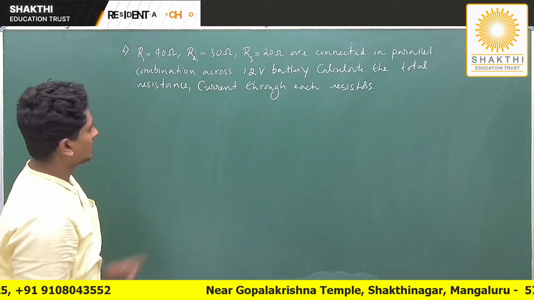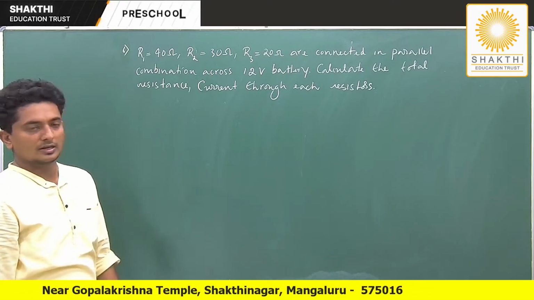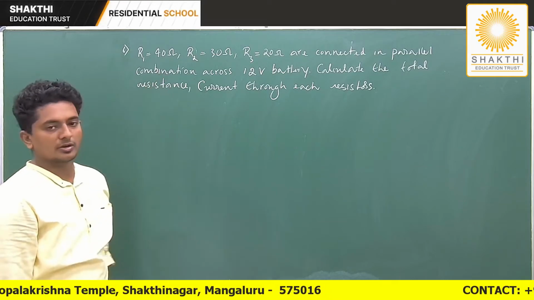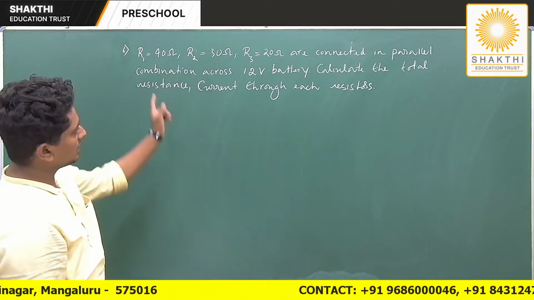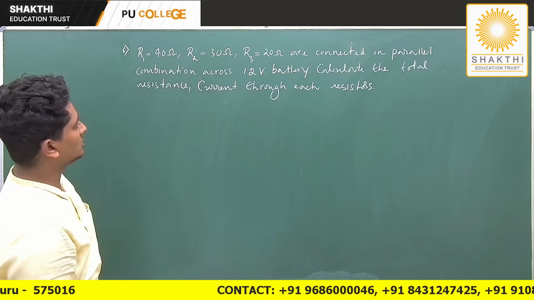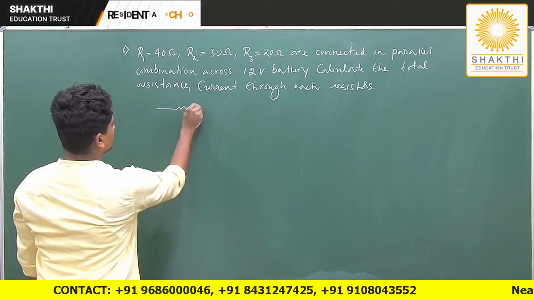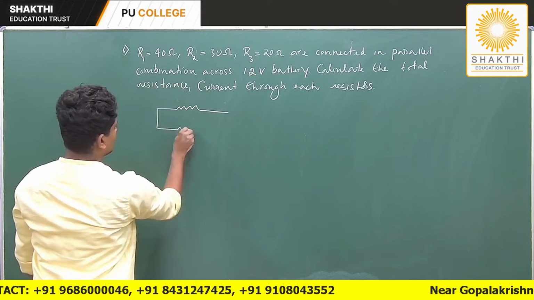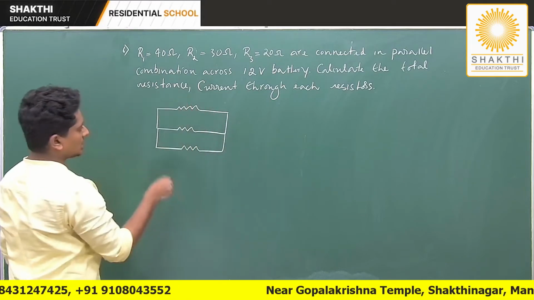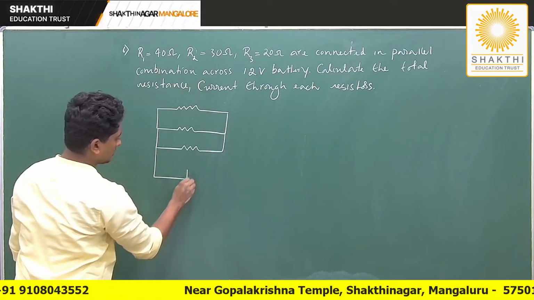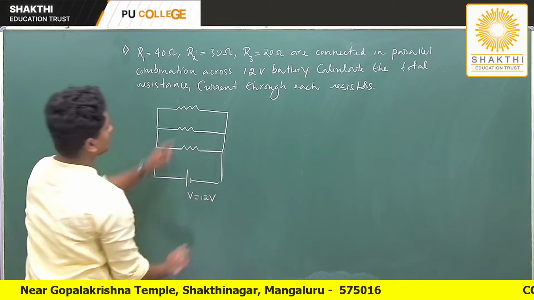Next, we will be solving the last problem, that is problem number 6, which is related to parallel combination of resistors. So this question I have taken from NCERT textbook itself. R1, R2 and R3 they have given. So 3 resistors are connected in parallel combination across a 12 volt battery. So let us draw that. So this is R1, this is R2, this is R3. So these 3 resistors are connected across a 12 volt battery. Okay. So V is equal to 12, they have given.